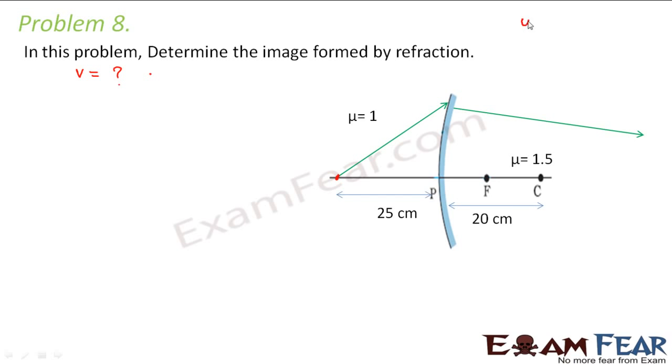Here U, that is the distance of the object, is given as 25 centimeters. This will be negative because it is opposite to the direction of the incident ray. Radius of curvature R is given as 20 centimeters, because R is nothing but the distance of the center of curvature from the pole. So this would be 20 centimeters and this would be positive. Mu1 is equal to 1 and mu2 is equal to 1.5.